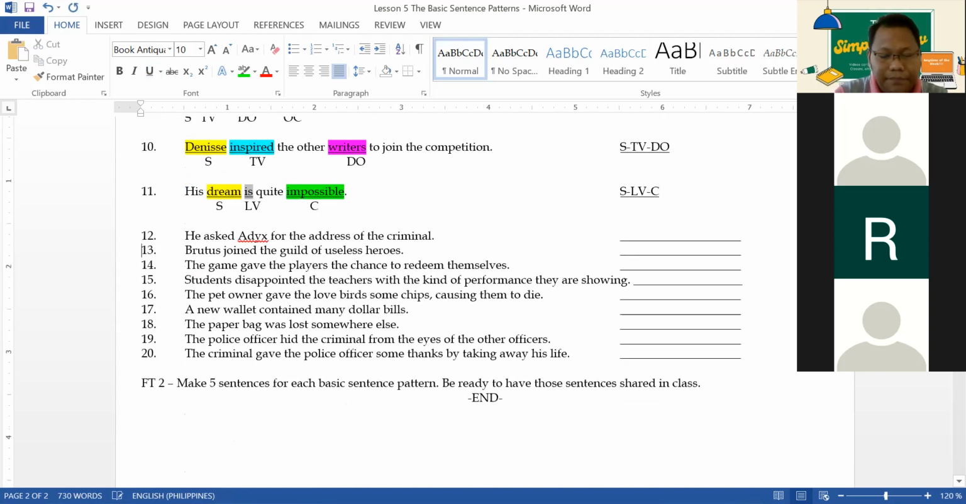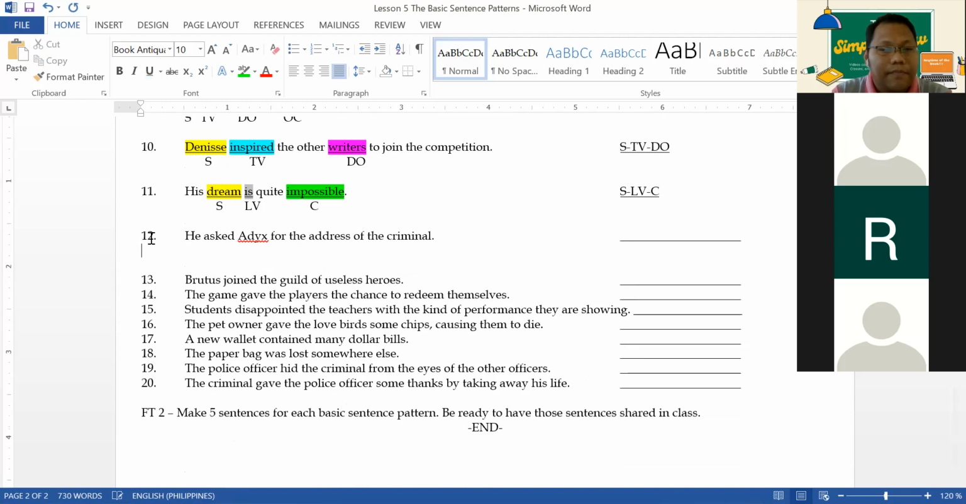Number 12. Subject is he. Verb is asked. He asked whom? Addicts. Have I underlined it? I did. So we color these parts. We color this with yellow because it's a subject. We color this with blue because it's a transitive verb. We color this with purple because it is the direct object.